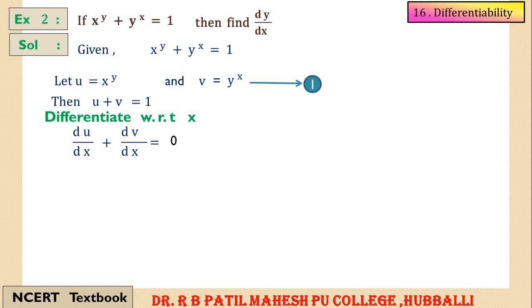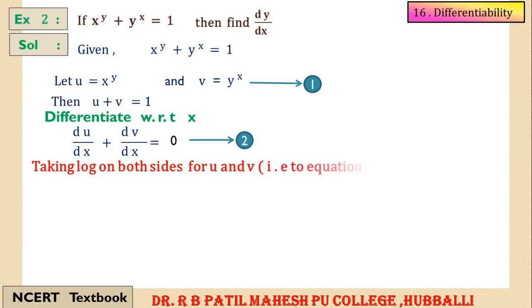Okay, so now here your work is to find the du by dx function answer and the dv by dx function answer. So in that answer you will get dy by dx terms. Simplifying that, you will get the dy by dx function answer. Okay, so first let me find du by dx and take this as equation 2. So taking log on both sides for both u and v here, because both are function raised to function. So you will get log u is equal to log of x raised to y, and log v is equal to log of y raised to x.